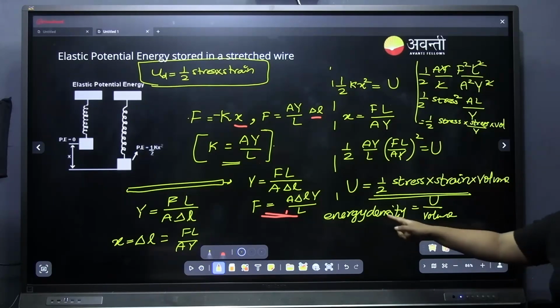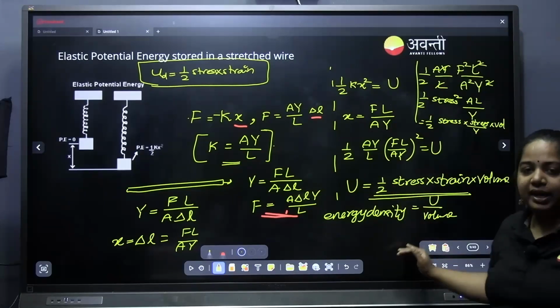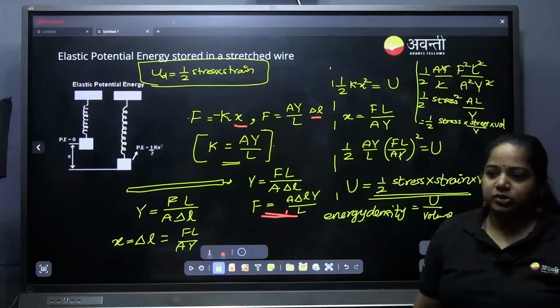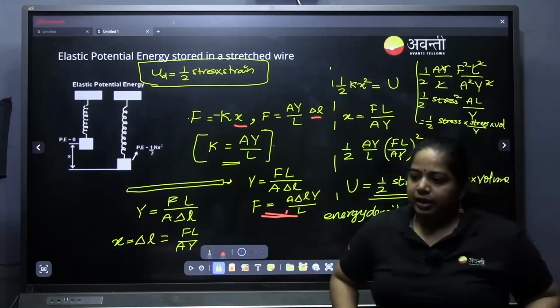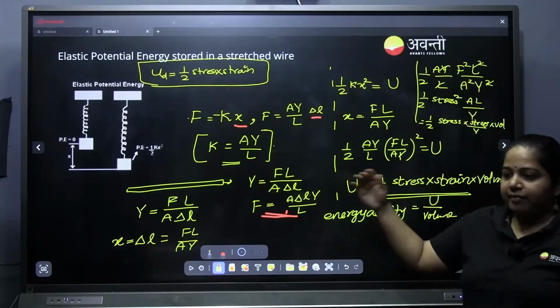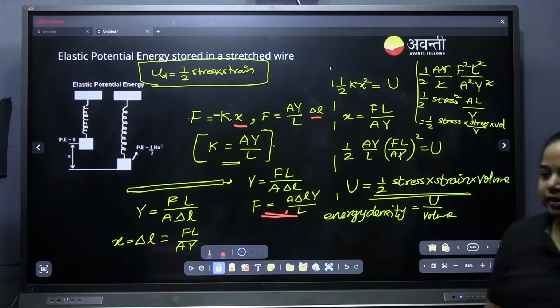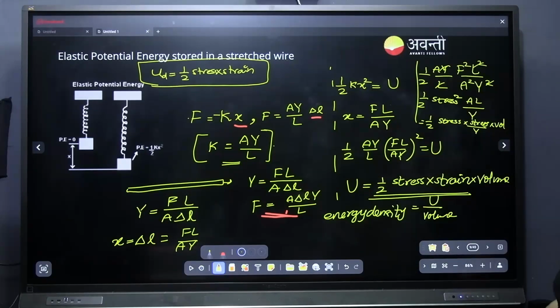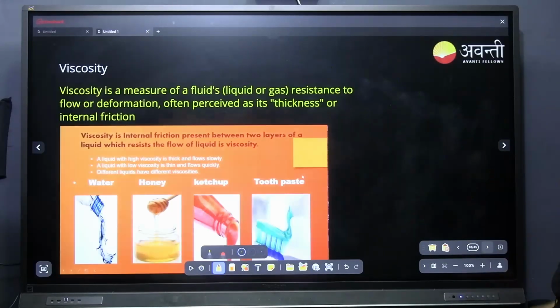Then energy density is potential energy by volume. So energy density formula is half into stress into strain. Still anybody have any doubt regarding this? Okay. So we will move on to the next one.